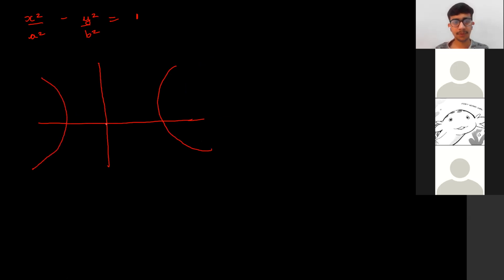So this is how a hyperbola looks like. This is 0, comma 0 and this particular point is minus a, comma 0, and this is a, comma 0.